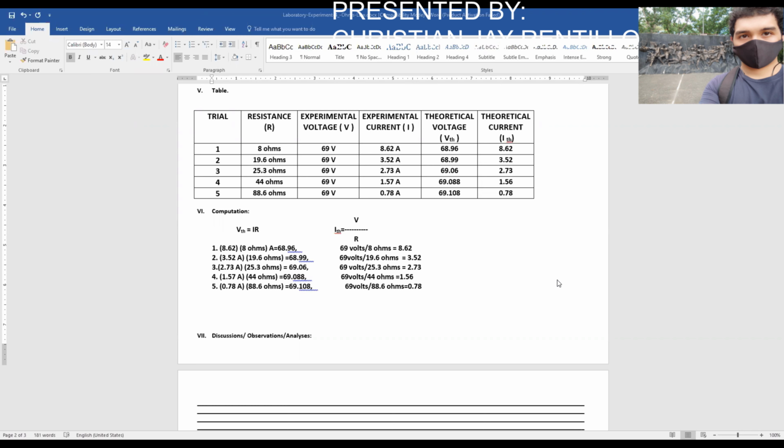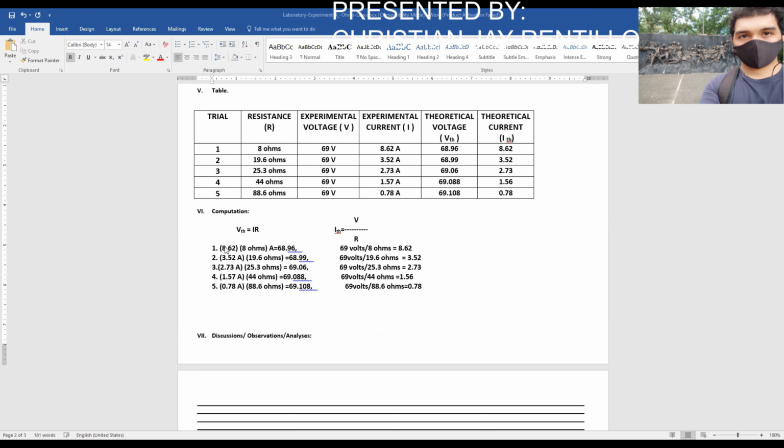After listing down all the values for the resistance from the PhET simulator, and after finding all the experimental current from the PhET simulator, we then listed down all the values in a Word document table. Now, for finding the theoretical voltage and theoretical current, we'll have to do simple computation. For theoretical voltage, we simply multiply experimental current I with resistance R. And for theoretical current, we just divide voltage by resistance.